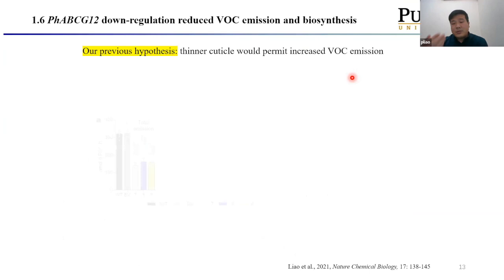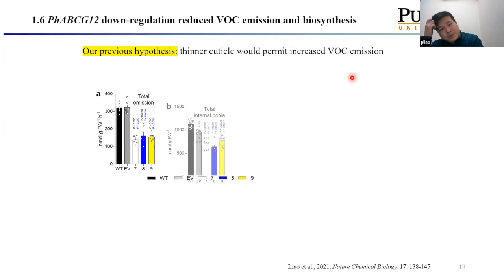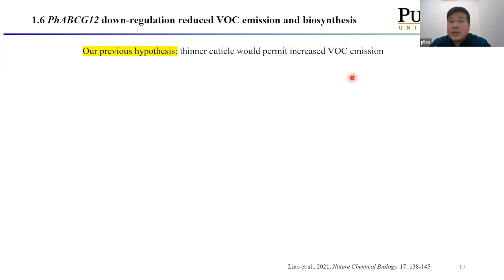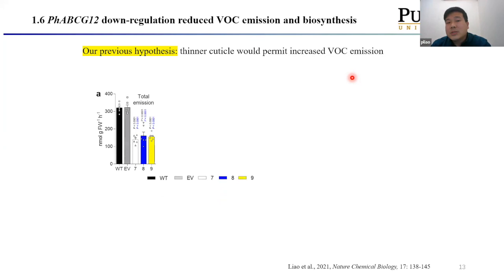release of volatiles? So our previous hypothesis was that because the cuticle is thinner now, we were thinking that it was a barrier before, right? For example, the default function of the cuticle. But our results indicate that the emission was not increased. I mean, the volatiles are not increased.